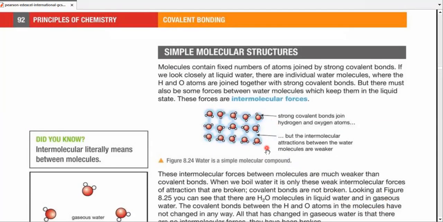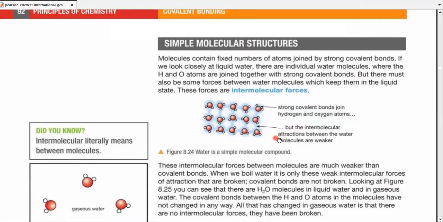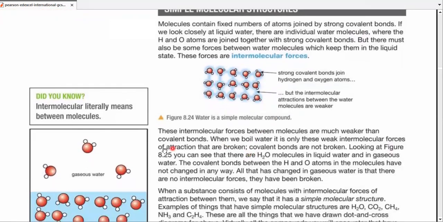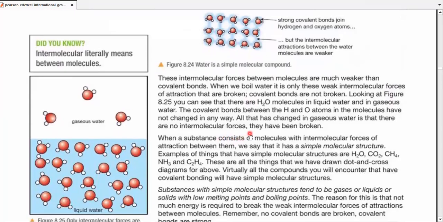Now, let's come to simpler molecular structures. Molecules contain a fixed number of atoms joined by strong covalent bonds. If we look closely at liquid water, there are individual water molecules where hydrogen and oxygen atoms are joined together with strong covalent bonds, but there must also be some forces between water molecules which keep them in the liquid state. These forces are known as intermolecular forces, which exist between the molecules. So there are strong covalent bonds which join hydrogen and oxygen atoms, but the intermolecular attractions between the water molecules are much weaker, and they connect the water molecules. Intermolecular literally means between molecules.